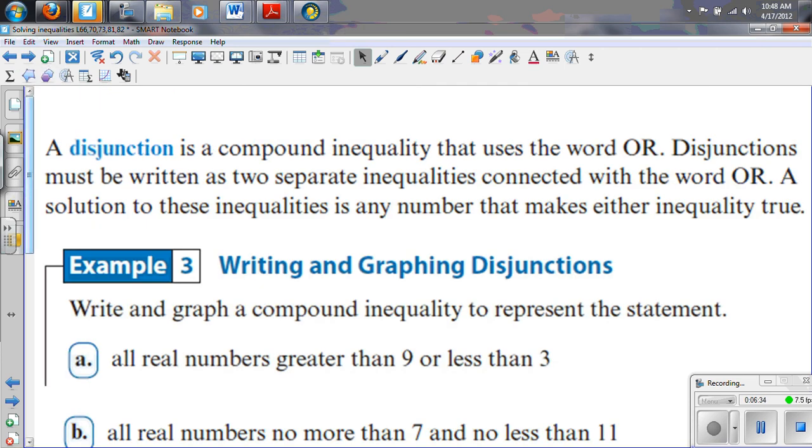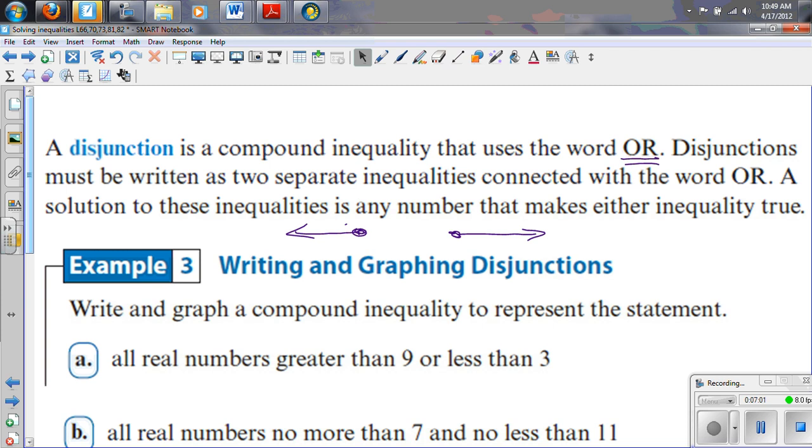A disjunction is a compound inequality that uses the word or. If you think about conjunction and disjunction, conjunction means combine, and disjunction means dis, or away. So when we talk about disjunctions, we're talking about two separate inequalities that are going different directions. So they would look like this. One is going one way and one is going the other.